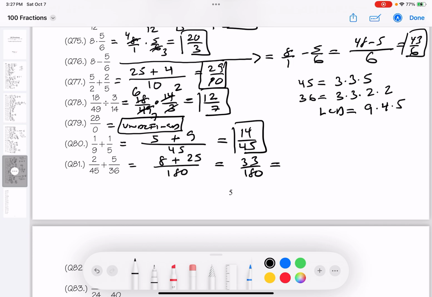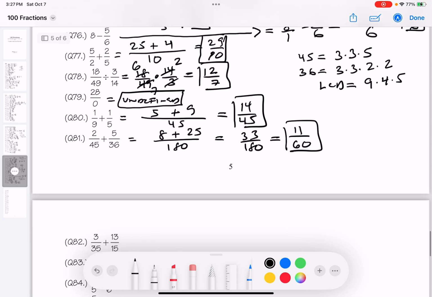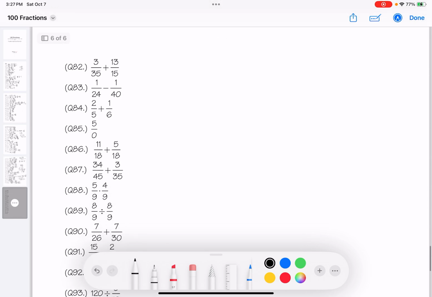I'm going to say it looks like it goes by 3. 3 goes into 33 11 times, and 3 goes into 180 60 times. So 11 over 60. All right, let's keep moving. We're getting close to the end now.